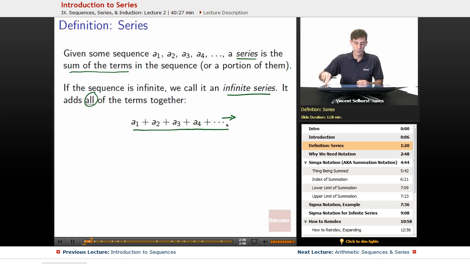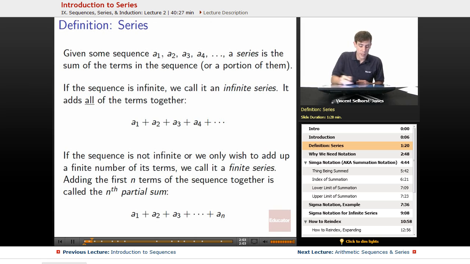That's an infinite series. On the other hand, we can talk about a sequence that's not infinite, or we may only wish to add up a finite number of its terms, right? We aren't going to add them up forever, we're just adding up a finite portion of them, a number where we can count how many there are. We call this a finite series. Adding the first n terms of the sequence together is called the nth partial sum. So if we add A1 plus A2 plus A3 up until An, but notice it just stops there, we don't go any farther past An, then that is the nth partial sum, because we're adding up all the terms 1, 2, 3 up until we get to n. It's the nth partial sum because it's only a part of our infinite sequence.